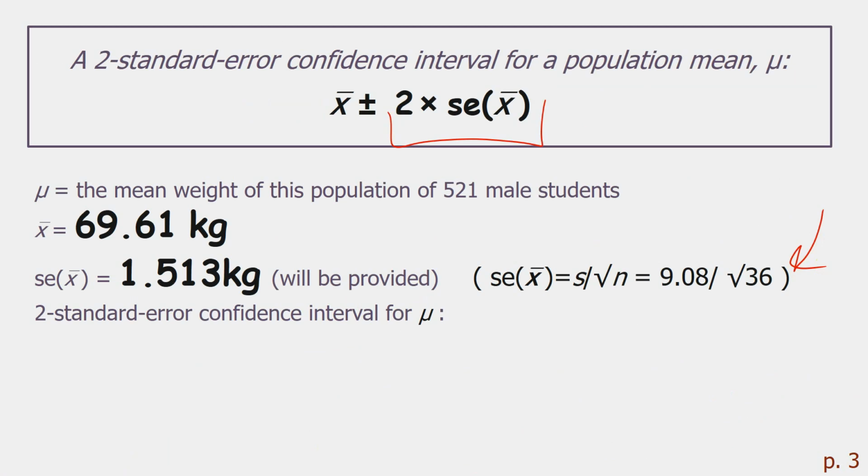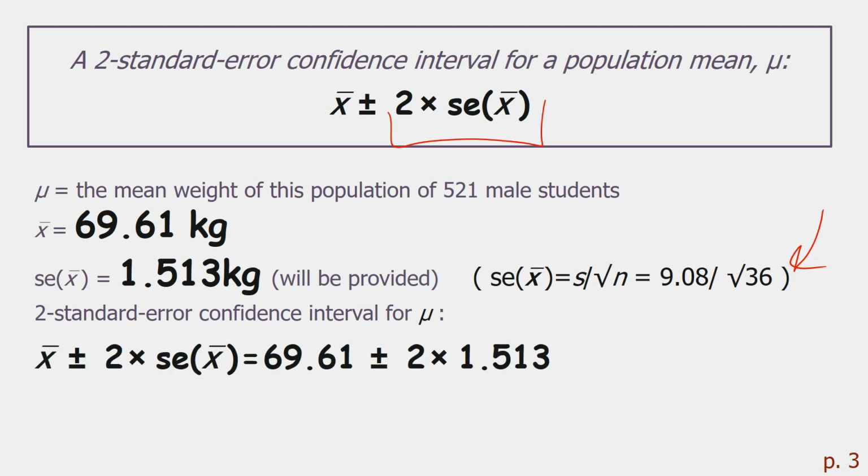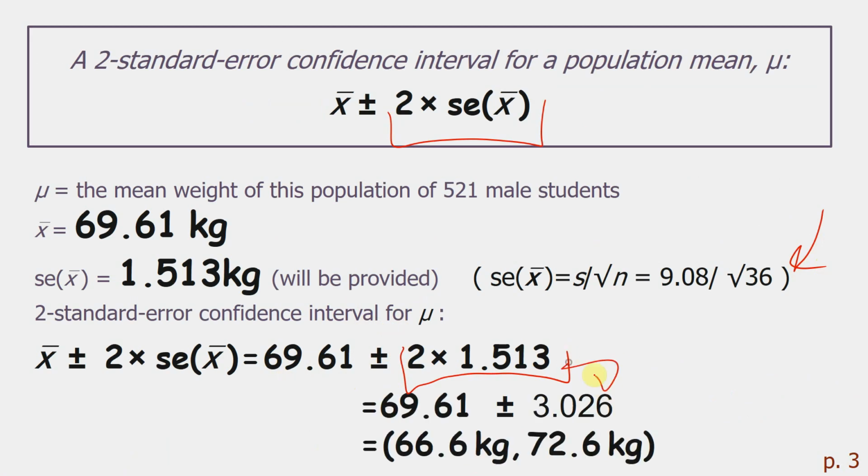So to get our 2 standard error confidence interval, we take our estimate, and we're going to add and subtract, that's what that plus minus symbol means, that's how we get the 2 ends of our interval, 2 times the standard error. So it's this bit here, the 2 times the standard error, that we do first. So that becomes 3.026. 69.61 plus 3.026 gives us our upper limit. 69.61 minus 3.026 is going to give us our lower limit. So there's our confidence interval there.